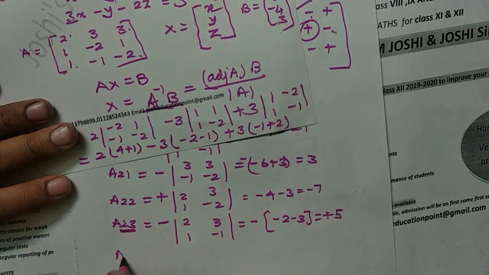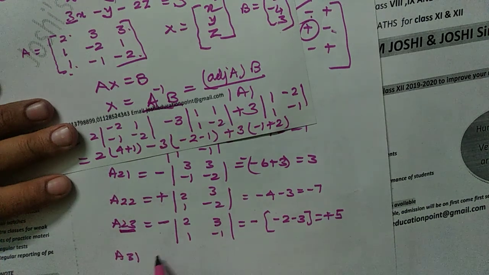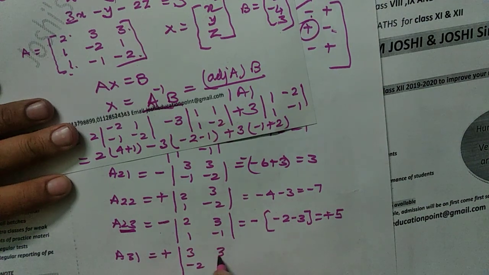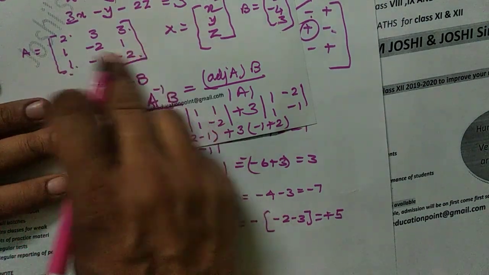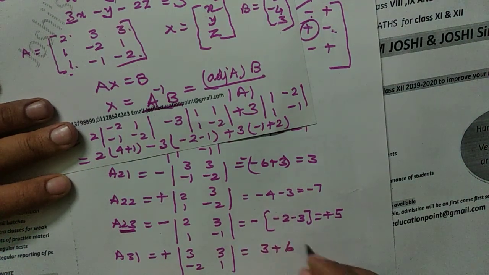Now I will come to A31. A31 is this element, so its cofactor will be positive. Positive of what? It is 3 minus 2 and 3, 1. You leave this row and this column, that I have already explained, so I am not giving time to that. So it will be 9.